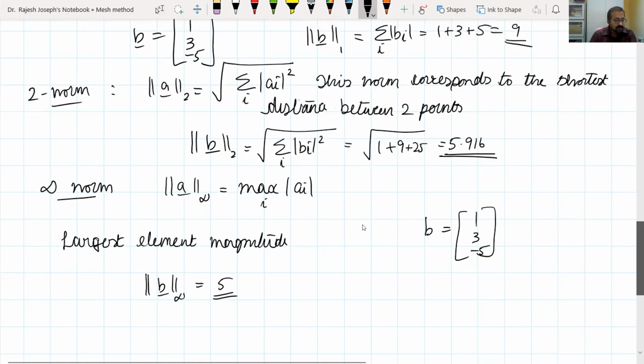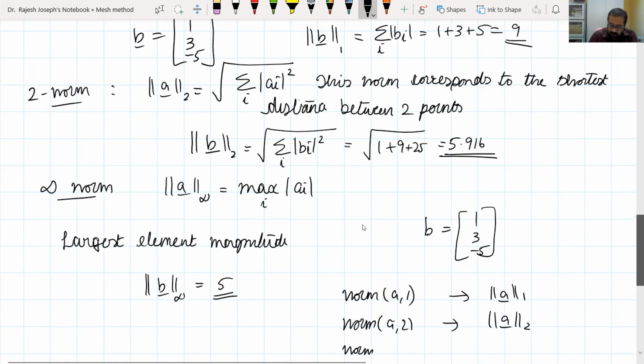In MATLAB, there are some commands. Norm A comma 1 gives you the 1 norm. Then norm A comma 2 will give you the 2 norm, and norm of A comma INF will give you the infinity norm. You can try this in MATLAB. Fine, so these are the main types of vector norms.